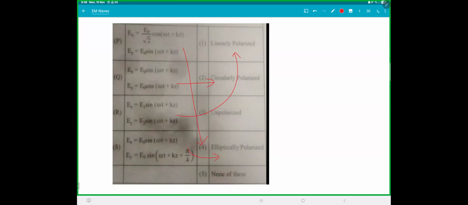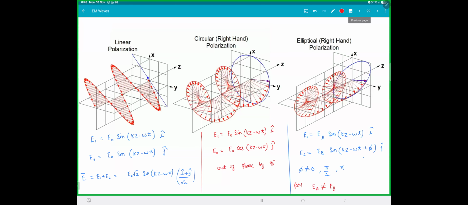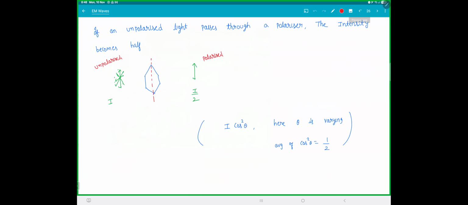Clear with this? So if at all they ask you, they'll give you the fields and ask you what kind of polarization this is: linear, circular, or elliptical, and you're done. All clear with this? That is about EM waves. So EM waves is this polarization, linear, circular, and elliptical, Brewster law, Malus law, and if unpolarized light passes through a polarizer, it becomes I by 2. So there are 4 formulas in this.